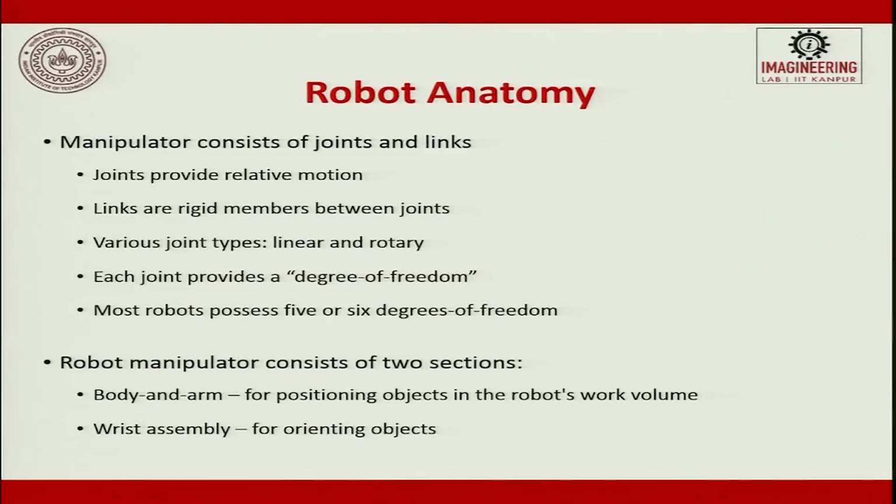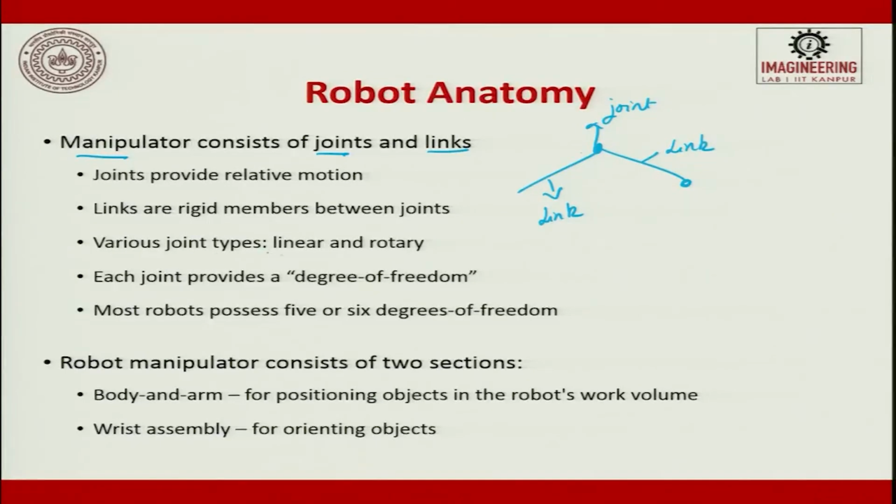When we talk about the manipulator, it consists of joints and links. Joints provide relative motion. What is relative? I have a link, I have a joint, I have a link. This joint is going to bring a relative motion between these two. Links are rigid members between joints. This is a link. This is a joint.